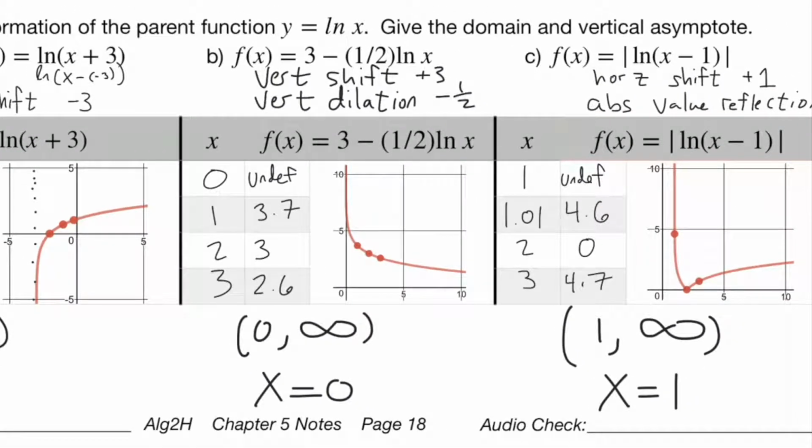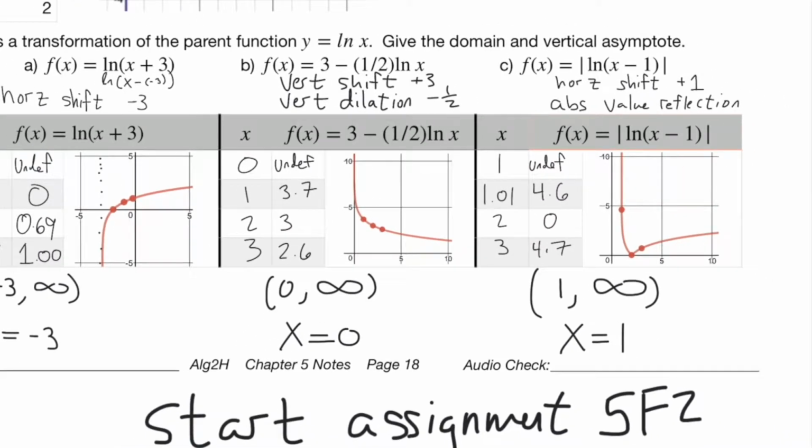Here, it might be just easier to plug in the values 0, 1, 2, and 3 into the function and just see what you get. And there they are. They're plotted 3.7, 3, and 2.6. But how do they get that way? Well, it's because you've got a vertical shift on the parent function, natural log of x, of +3. And you've got a vertical dilation of -1/2. That's because you can rewrite this as 3 plus -1/2 times natural log of x. So those things are not going to affect the domain, which is 0 to infinity, not inclusive. And you've got a vertical asymptote of x equals 0 right here.